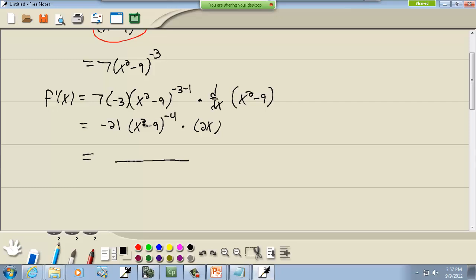Now I'm going to create a fraction, because I want to take this negative exponent part down below. So that gives us (x squared minus 9) to the positive 4. Negative 21 times 2 gives us negative 42x. And that's our answer.